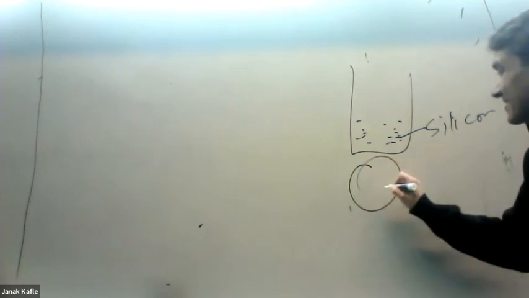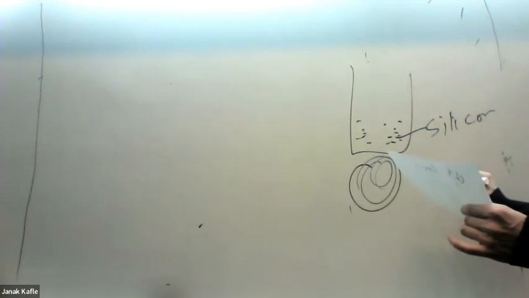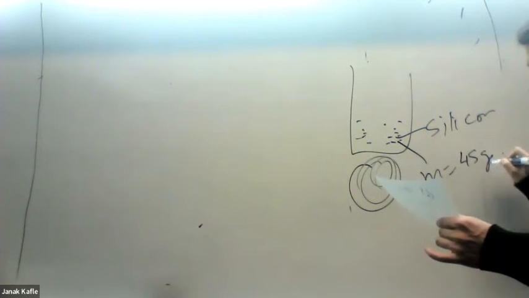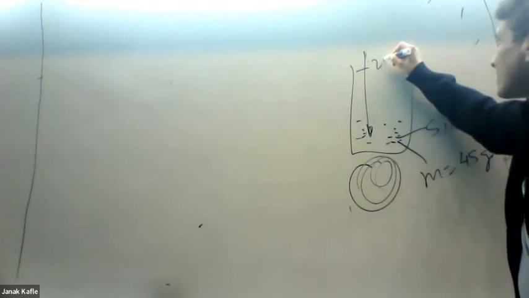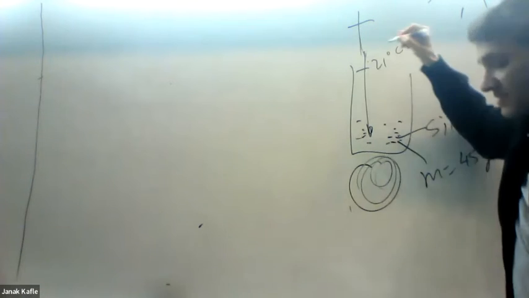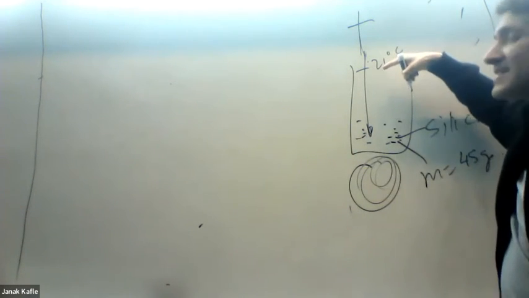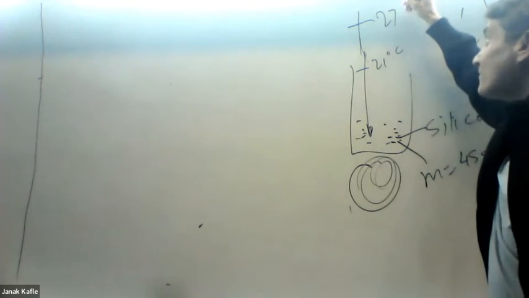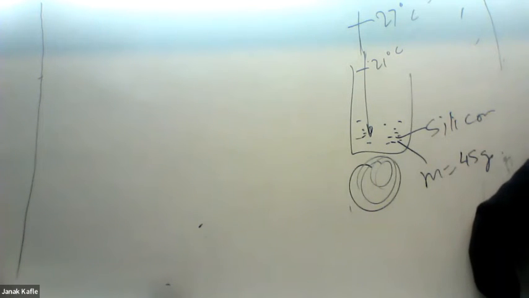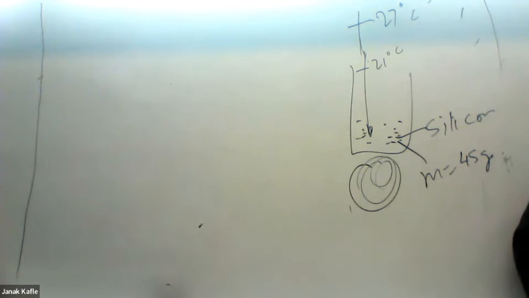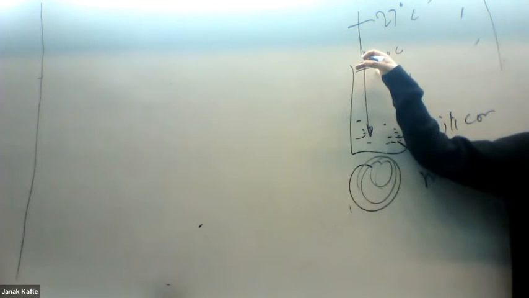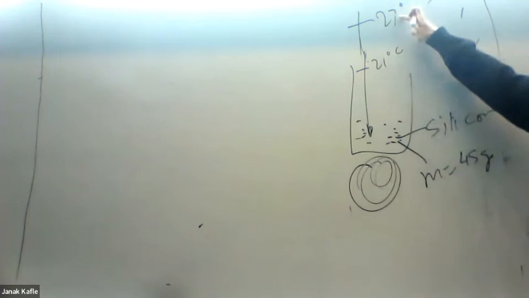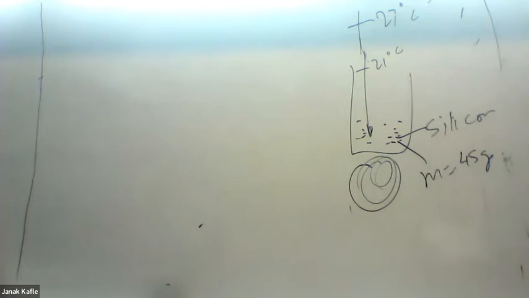They put this in a heater here. The mass of the silicon is 45 gram, and the temperature at the beginning was 21 degrees centigrade. They heat it, and the temperature changed by 6 degrees centigrade. So if at the beginning it was 21 and the temperature changed by 6, how much is the temperature? 21 plus 6 is 27 degrees centigrade. Make sense? After heating, the temperature becomes 27, a change of 6 degrees centigrade.